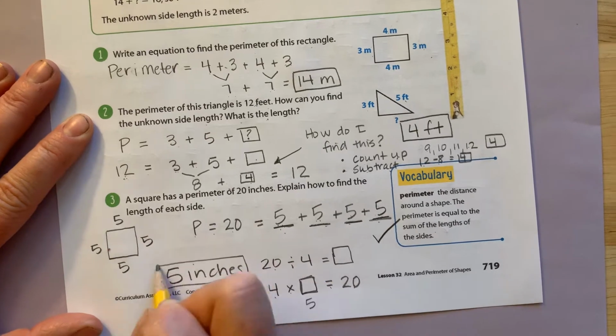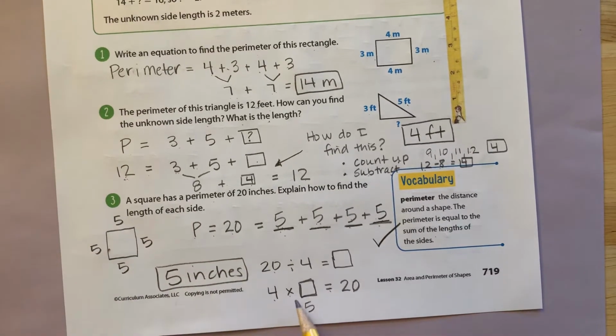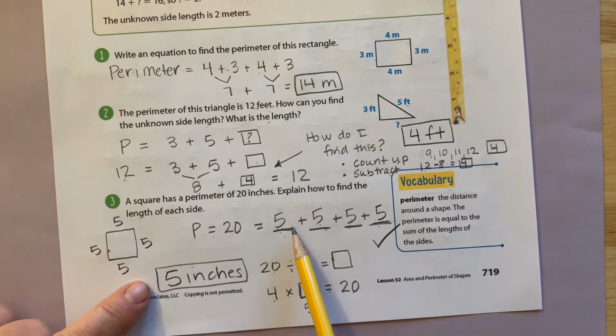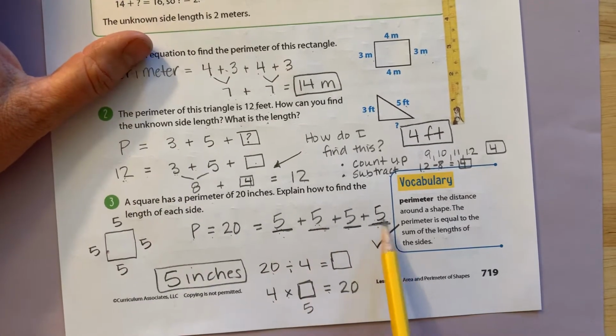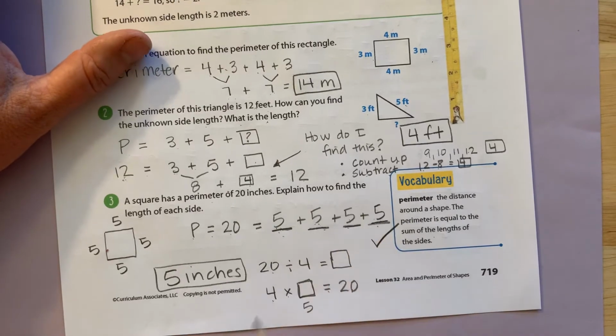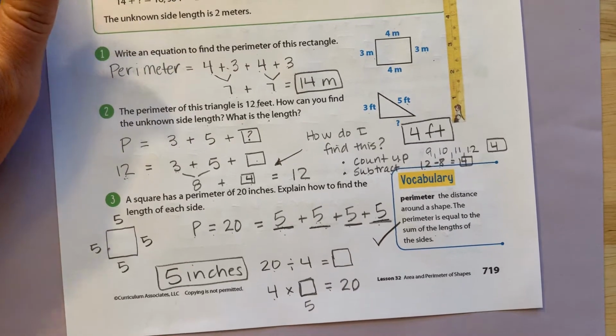Lots of different ways. I did a multiplication division thing. You could also just do a guess and check. That's actually what I did in the beginning. Remember, I tried putting 2's in and it didn't work. I tried putting 10's in and it didn't work. So then I used my other method.